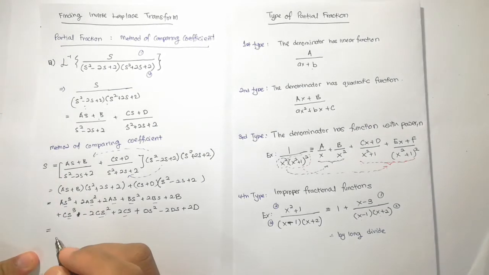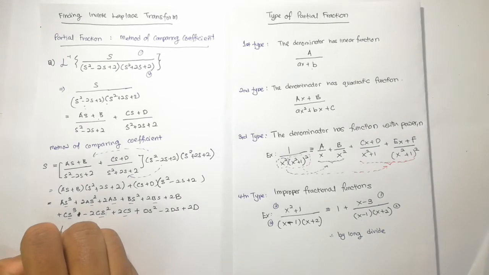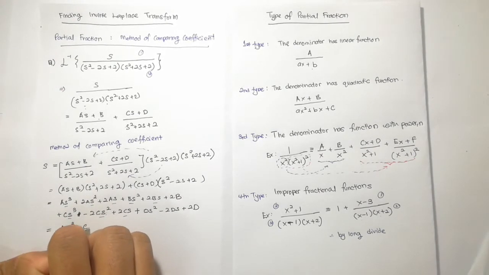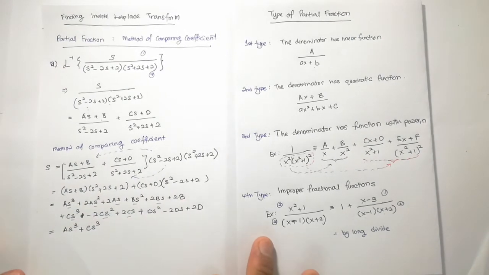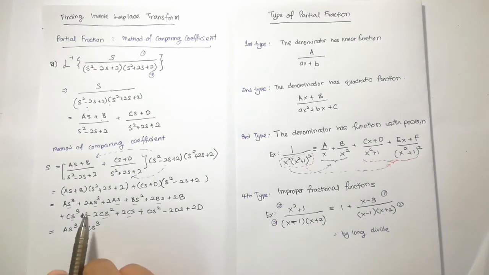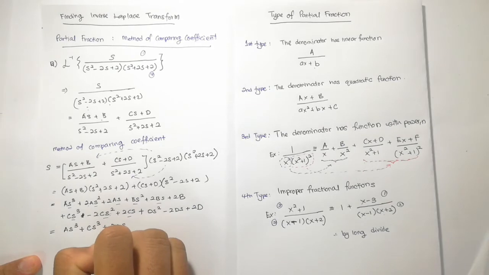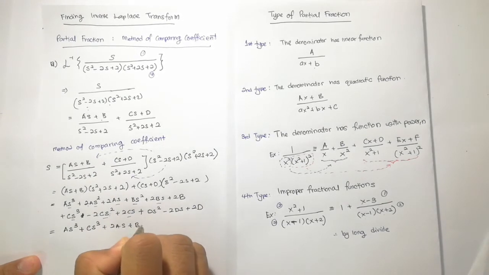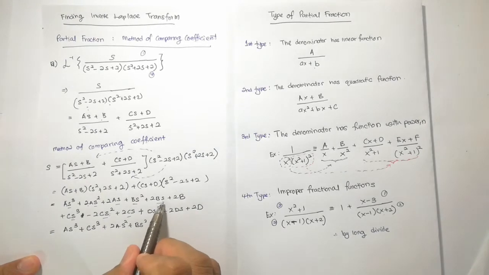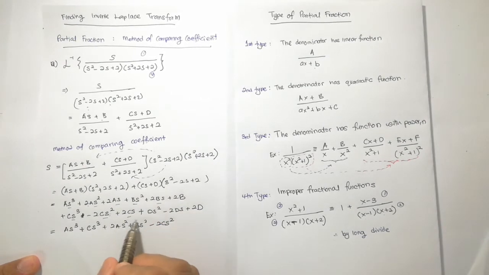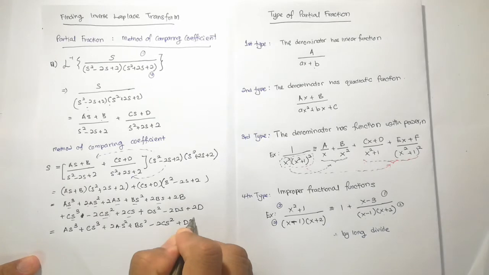So over here we will have a s power of 3, so we will look for s power of 3, so we have only this, so you have plus cs cubed. Okay, the next one is that we find the s power of 2 term, so this one plus 2as, and then this one plus bs squared. And then this one no, so we will have negative 2cs squared, and then lastly we have plus ds squared.